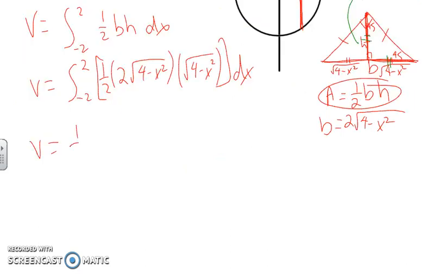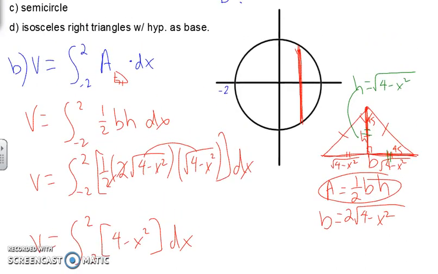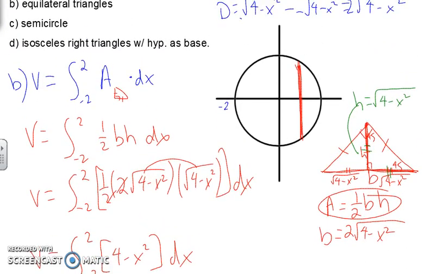And again, if you wanted to simplify this, I'm going to go ahead and do some simplification here. Wouldn't the volume equal the integral from -2 to +2 of, wouldn't this 1/2 and that 2 cancel? So wouldn't I get just the integral from -2 to +2 of, well, when I multiply these radicals out, don't I just get 4 minus x squared, because the square and the square root cancel each other out, and that's going to be your volume of the isosceles right triangles. All right? Okay. That's problem number 2.